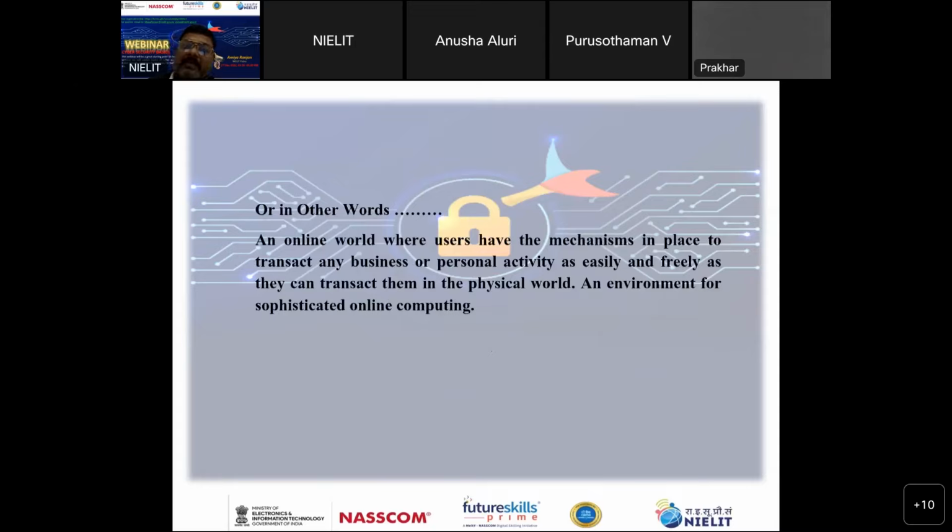In other words, we can say that cyber world is an online world where we have the mechanism to transact any business or personal activity as easily and freely as we can transact them in the physical world, an environment for sophisticated online computing.